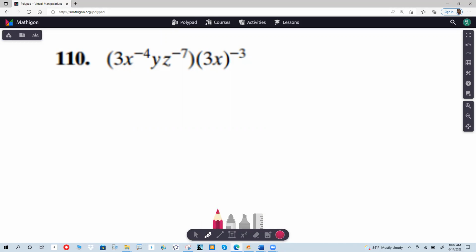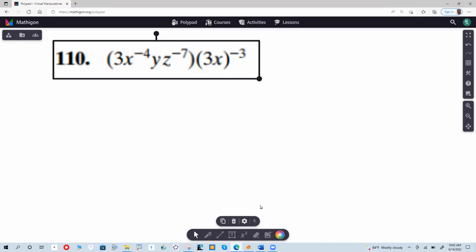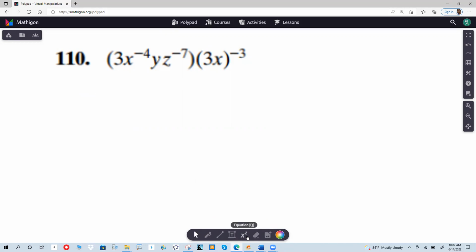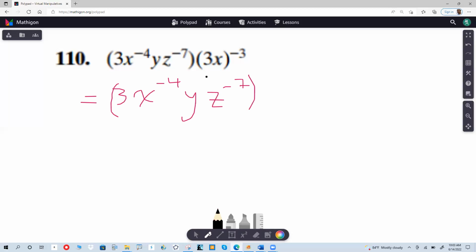Okay, guys, back to this. So this is not that bad. I think I'm going to do it like this, and you can do it in a couple of different ways. I'm going to say this -3 power belongs to 3 and x, this guy. And I don't have to worry about this too much. So I'm going to just say this is 3x -4y z -7. I didn't do a whole lot. I just copied it. Now this is 3 to the power -3 and x to the power -3.